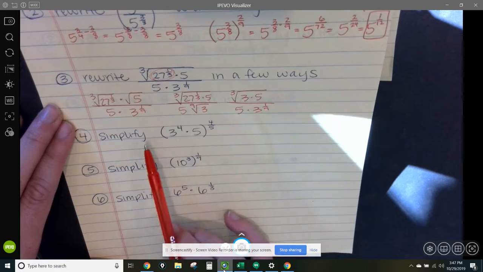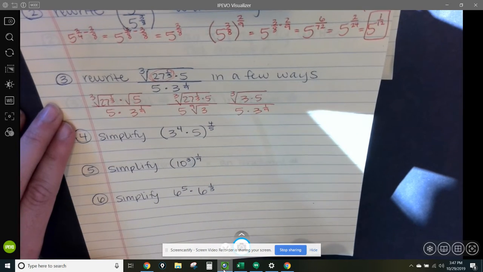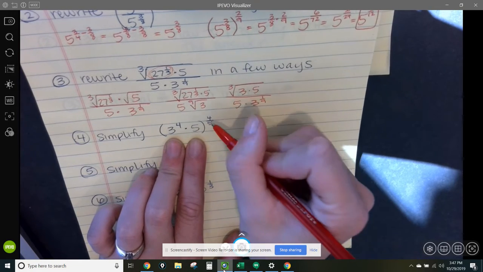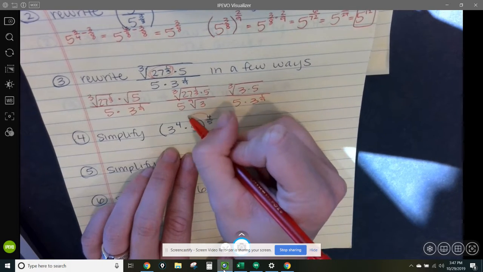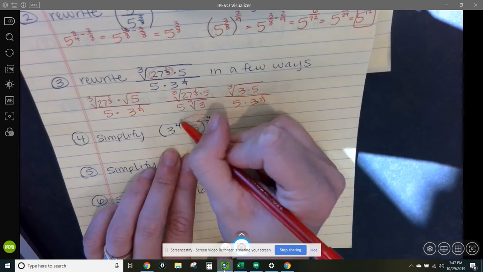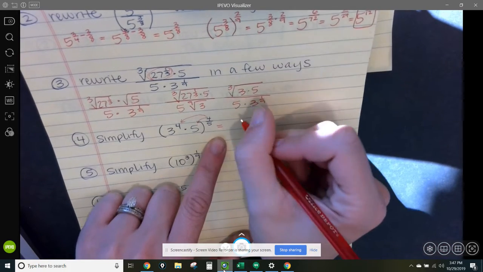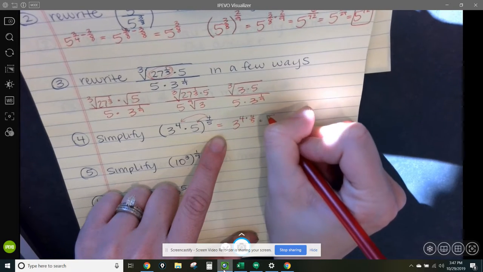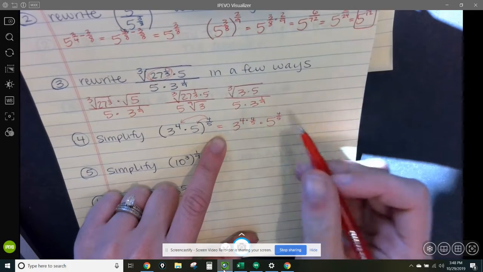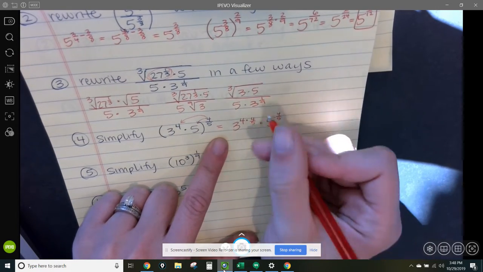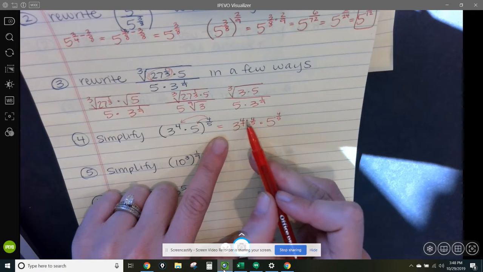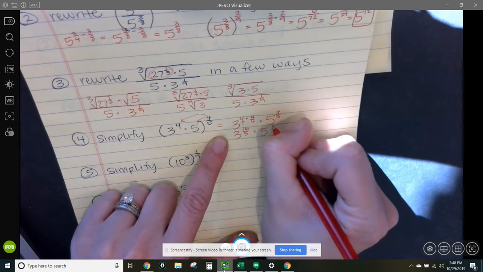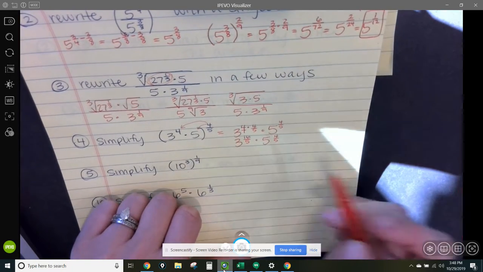Number 4, simplifying with this set of exponents here. So we have 2 things inside the parentheses that are being multiplied, but I can't actually multiply them right now. So I'm going to move on to the exponent outside. And this is like the distributive property with exponents. That exponent is going to go to both of the things inside the parentheses. So it's like this, 3 to the 4 times 4/5 times 5 to the 4 times 4/5. So I'm going to have to multiply 4 times 4/5. So if I put a denominator of 1 here, I get 16/5. So 3 to the 16/5 times 5 to the 16/5. So that's all I can do to simplify.